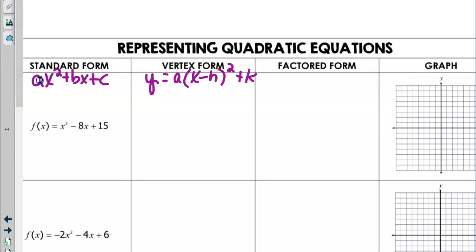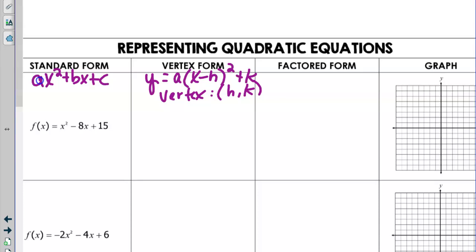In vertex form, your vertex is (h, k). So when you look at vertex form, you can pull out the vertex right away. And it's (h, k), and I'll show you what that means in a little bit. The a changes the slope of the graph, how thin it is or how wide it is.